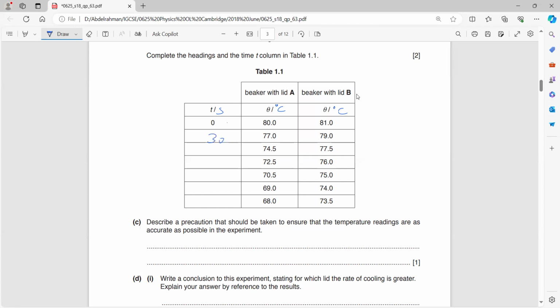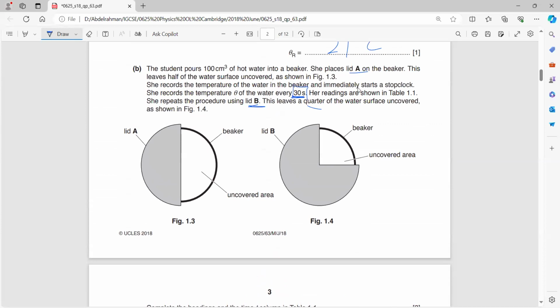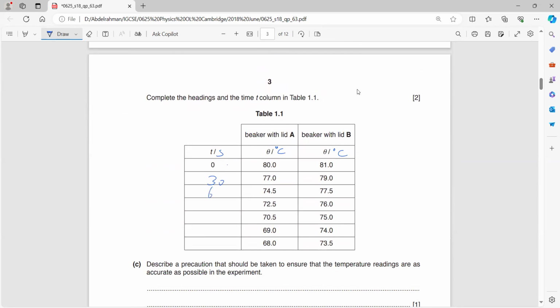Okay. She records the time every 30 seconds. Yeah, 30, 60, 90, 120, 150, I mean 180. Right. Okay.